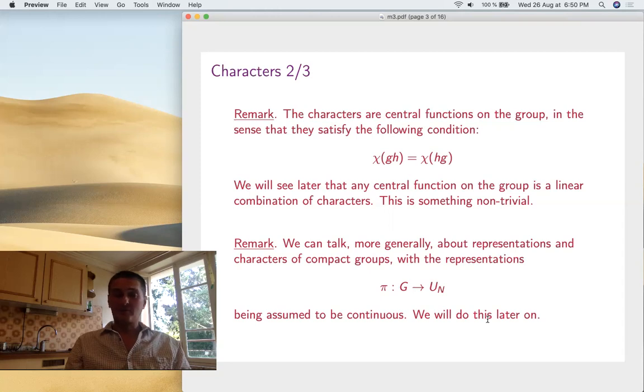Also, this was about finite groups. We can talk about this for compact groups in general. And there, you just have to take care for the representation to be continuous. And well, we'll talk about this later on. Second, characters are very interesting for compact groups too.